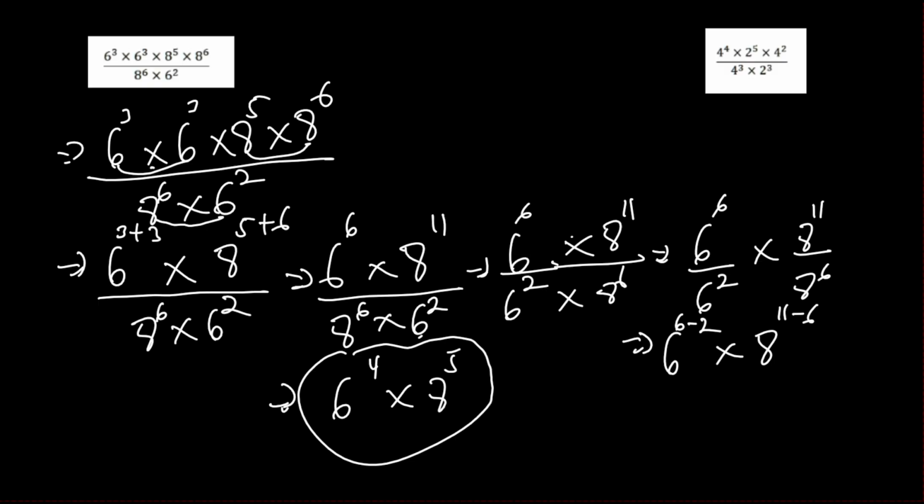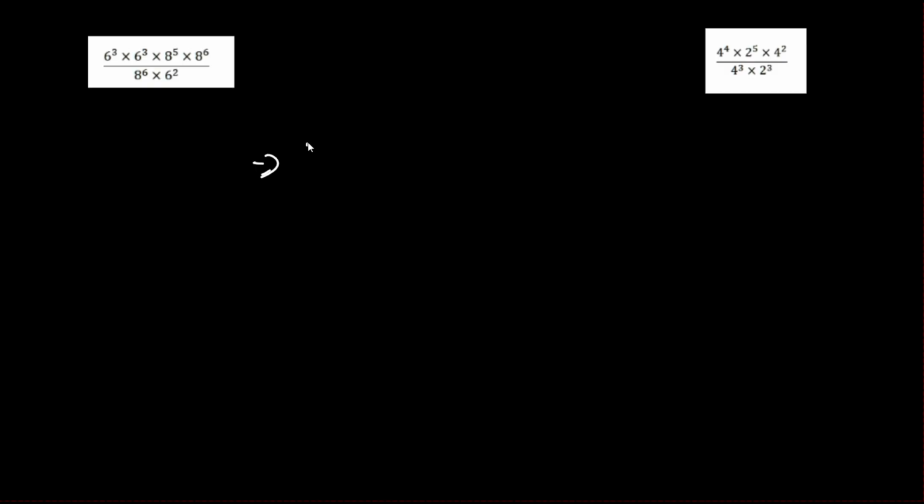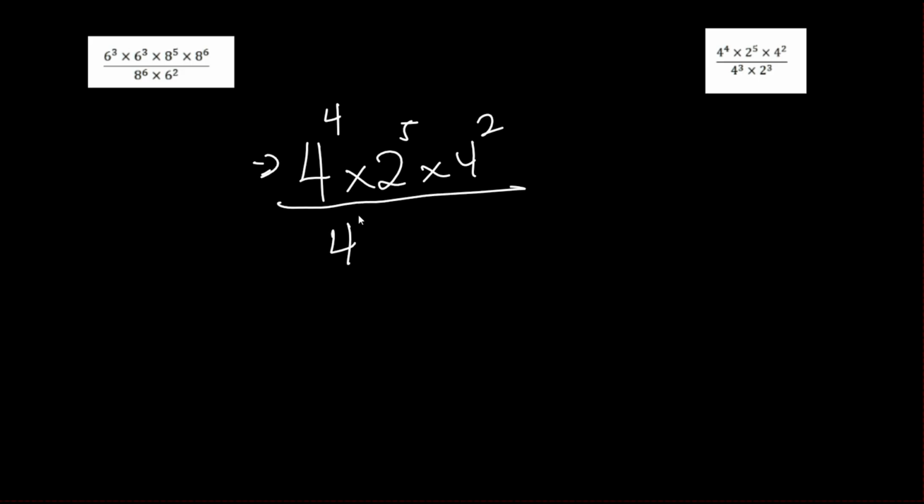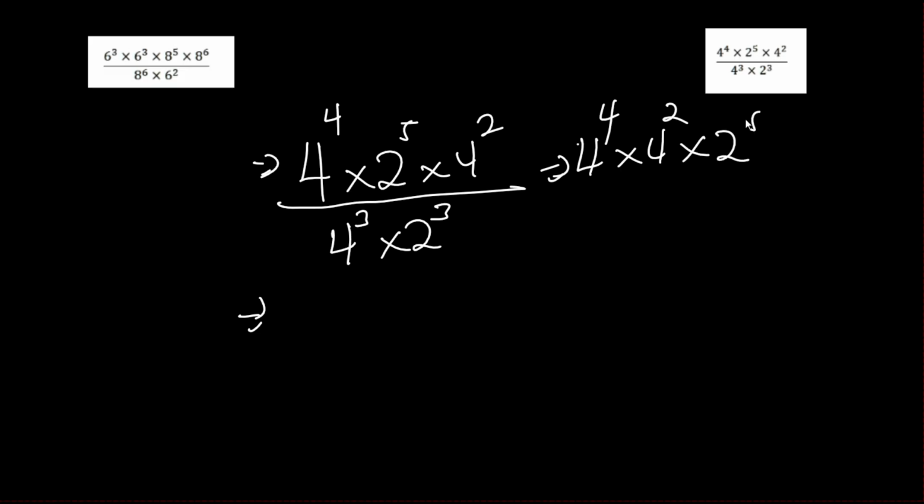Let's consider the second one. Over here we have 4 raised to the power 4 times 2 raised to the power 5 times 4 raised to the power 2, all over 4 raised to the power 3 times 2 raised to the power 3. The first thing we are going to do is regroup or rearrange the numbers. So up there we have 4 raised to the power 4. Since it's the same base with the 4, we just bring the 4 raised to the power 2 times 2 raised to the power 5 all over 4 raised to the power 3 times 2 raised to the power 3.